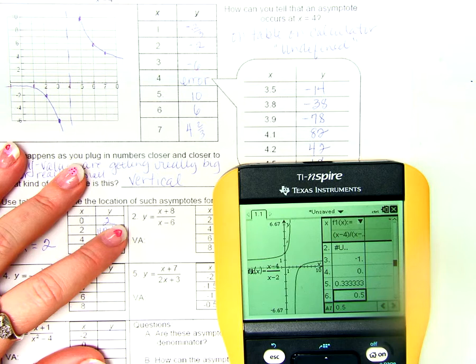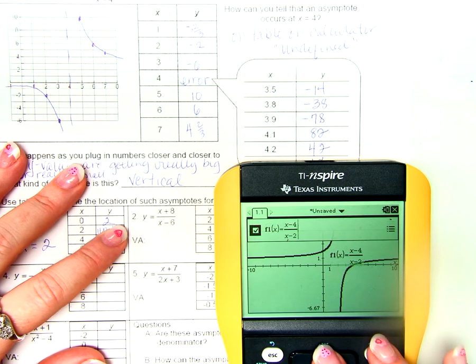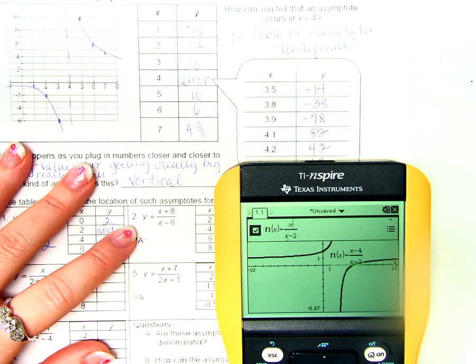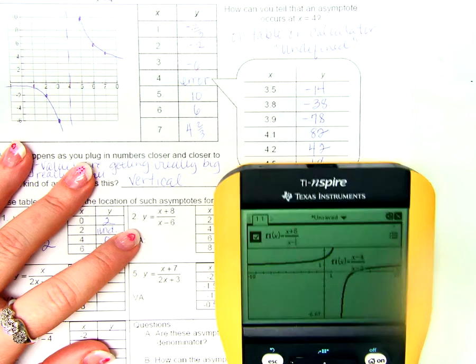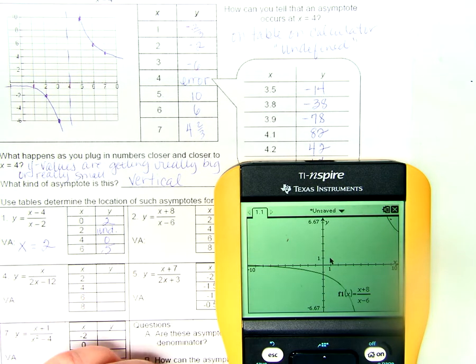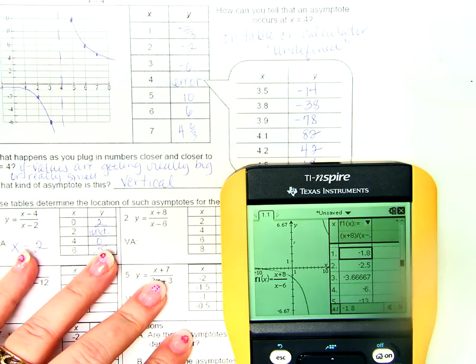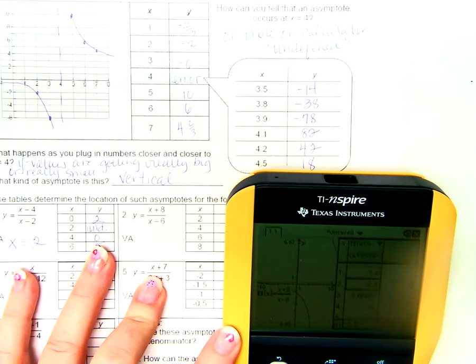I'm going to get rid of my table for just a second so I can just deal with my equation. So I tab to get my equation up there, and then I can delete the top to be x plus 8. Go to the bottom, and I want this to be x minus 6. And I want to look at my table. Control T. 2, 4, 6, 8 is what I want this time.